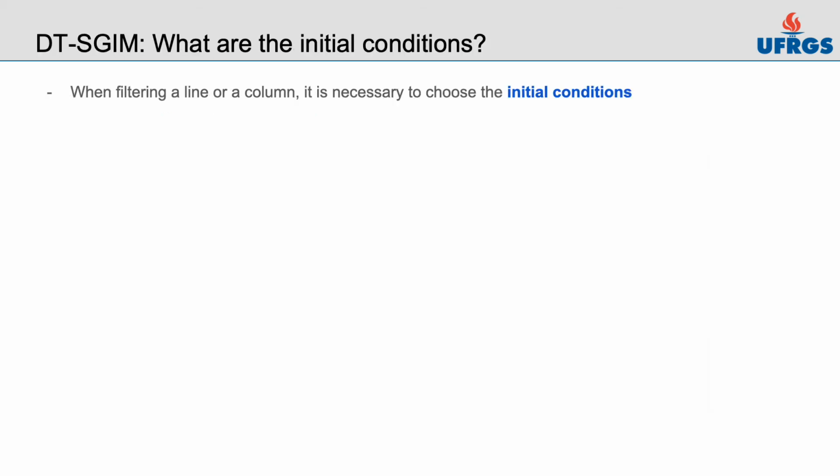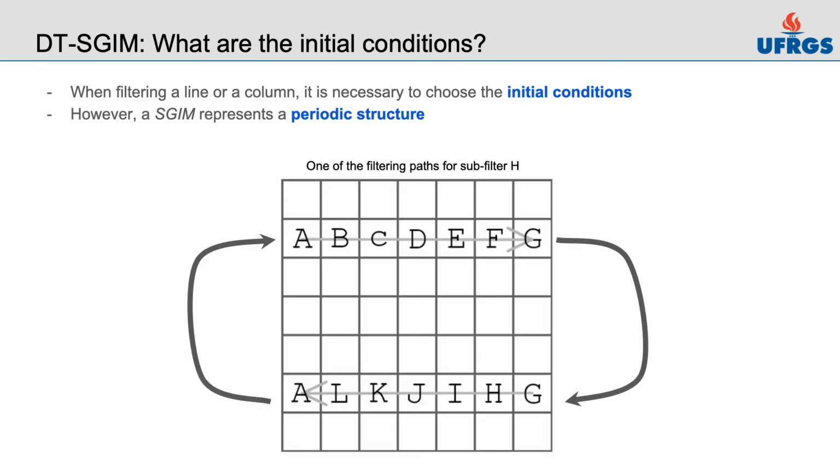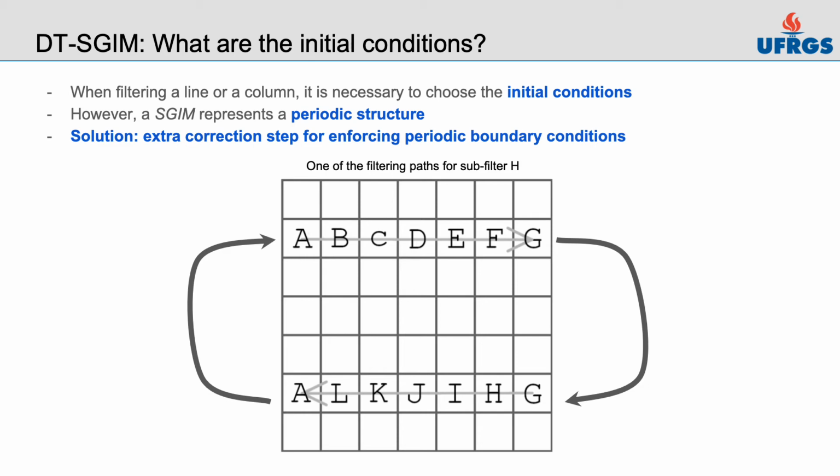There is still something that was not discussed when the four subfilters were presented, and that is the initial conditions. A spherical geometry image represents a periodic structure. For this reason, there is a circular dependency between pixels of the same filtering path, as shown in the image. To solve this problem, our filter performs a first pass with a zero boundary condition, followed by an extra correction step for enforcing a periodic boundary condition. More details are presented in our paper.